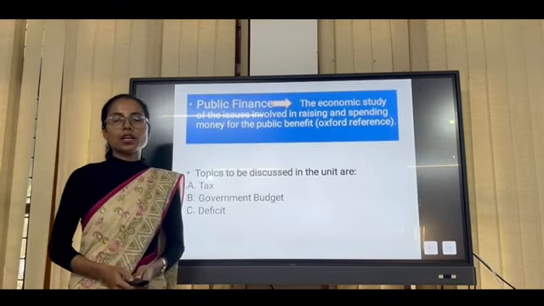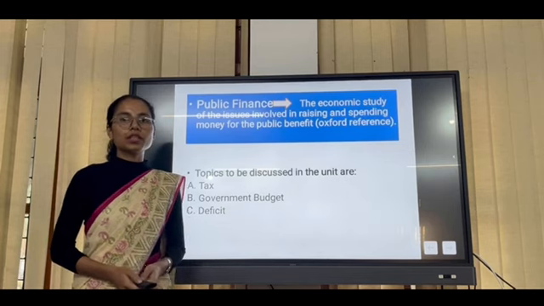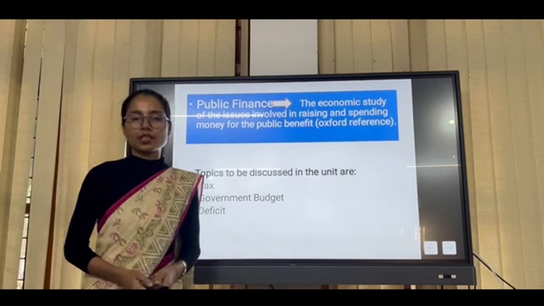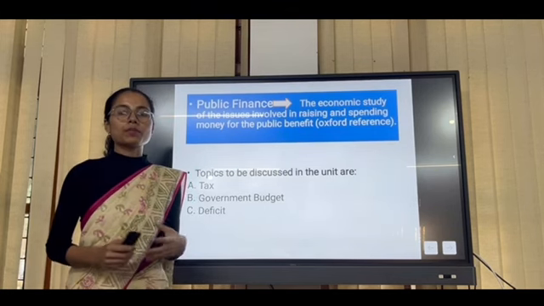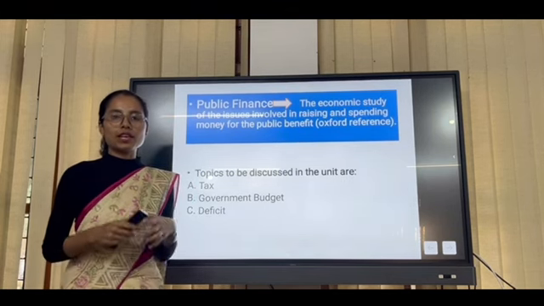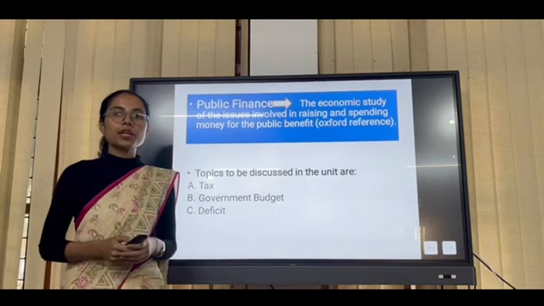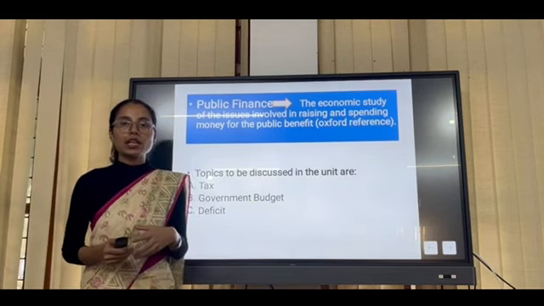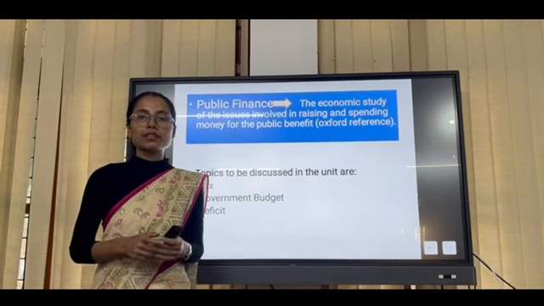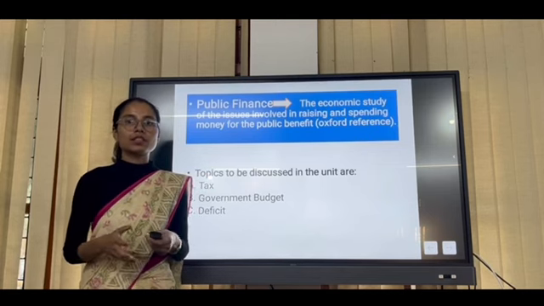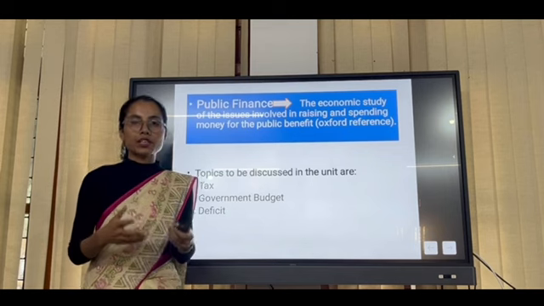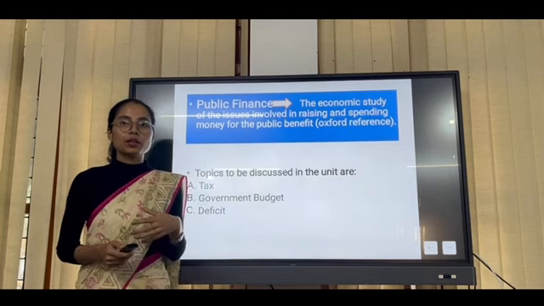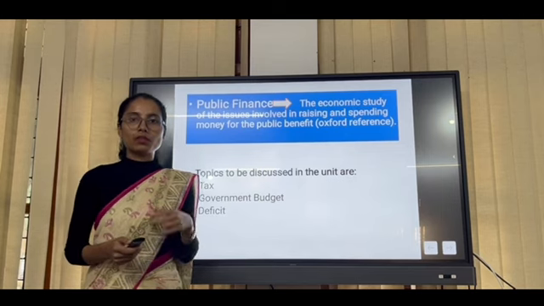In this unit, the main topics that will be covered under public finance are tax, government budget and deficit. First, we need to know what is public finance. Public finance is an area in economics which mainly discusses the issues involved in raising and spending of public money. Government raises money from the public, it generates revenue for itself, and that revenue is utilized for the public's welfare.